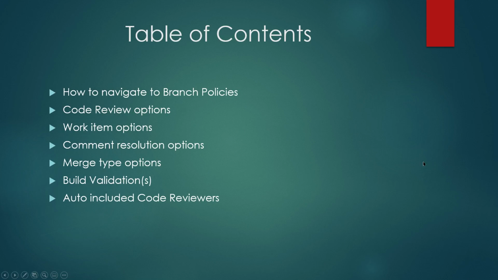So we're going to cover a couple of things here. We're going to focus specifically on branch policies on the repositories. And first, we're going to show you how to navigate the branch policies. Second, we're going to dive deeper in and show you some of the options. So you'll see that some of the options you have are code review options, work item options, comment resolution options, merge type options, and build validations, and finally, auto-included code reviewer. So if you don't know what any of this means right off the bat, don't worry, we're going to dive into it. So just stick around.